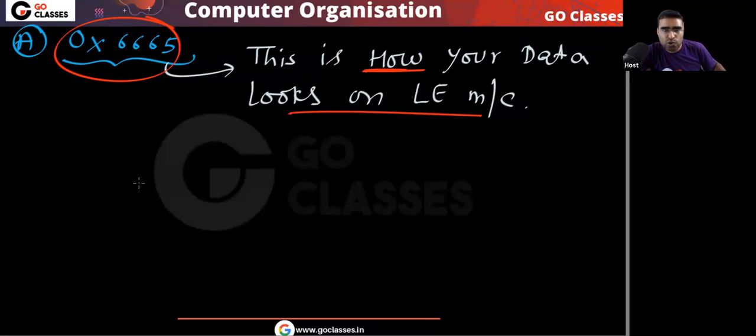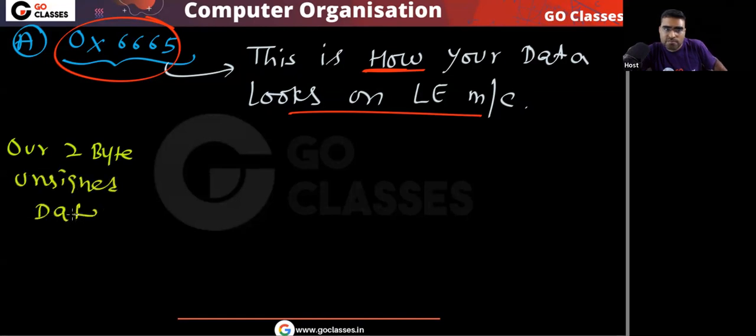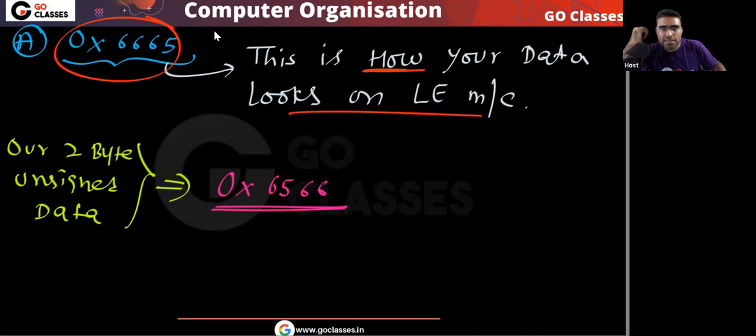So what is your unsigned data? Our 2-byte unsigned data, what is that? On a little Endian machine, it looks like this. So our data actually will be 6566. Is this clear? Did you understand or did you not understand?